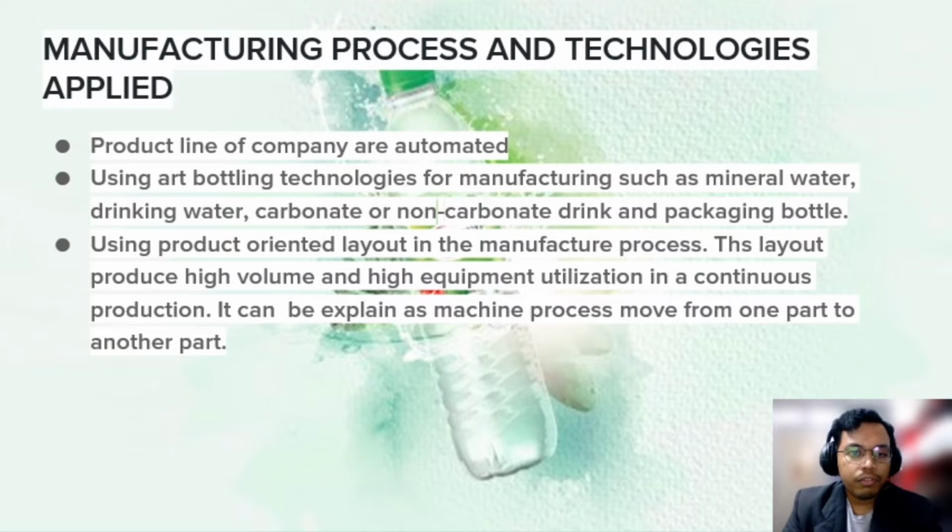The product lines of the company are automated by using advanced bottling technologies for manufacturing products such as mineral water, drinking water, carbonated or non-carbonated drinks, and packaging bottles. It also uses a product-oriented layout in the manufacturing process. This layout produces high volume and high equipment utilization in continuous production. It can be explained as machine processes moving from one part to another part.